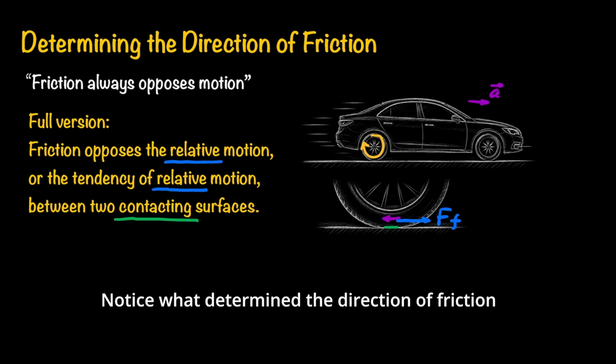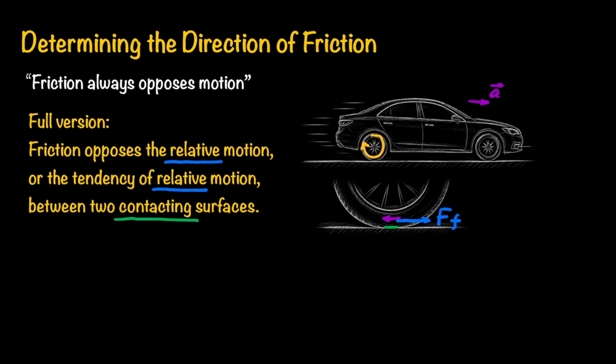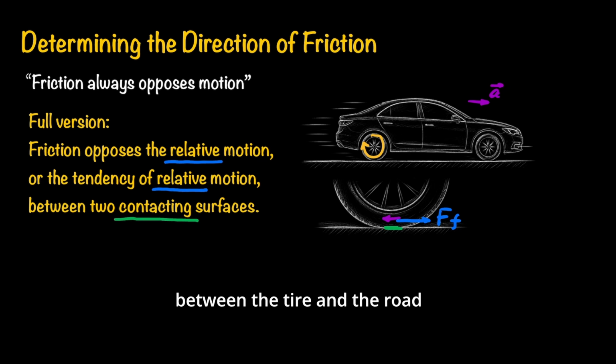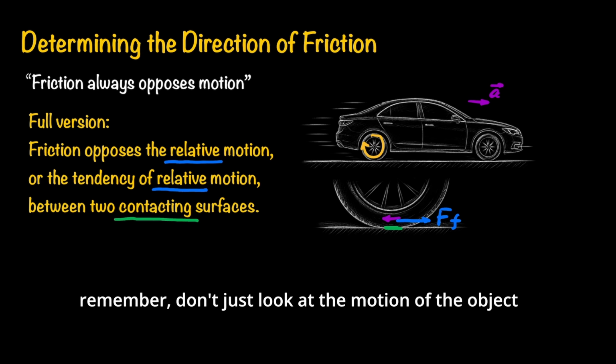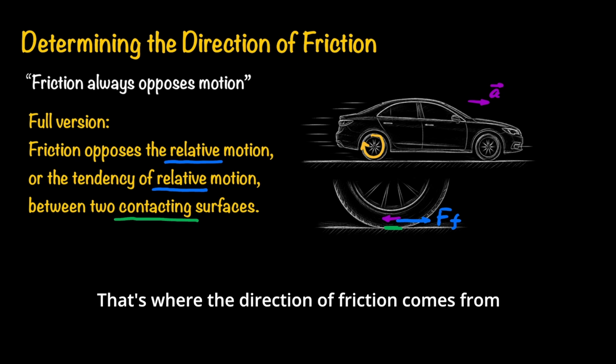Notice what determined the direction of friction. It wasn't the direction the car was moving. It was the relative motion or the tendency of relative motion at the contact between the tire and the road. So whenever you are trying to find the direction of friction, remember, don't just look at the motion of the object. Look at what happens at the contact. That's where the direction of friction comes from.